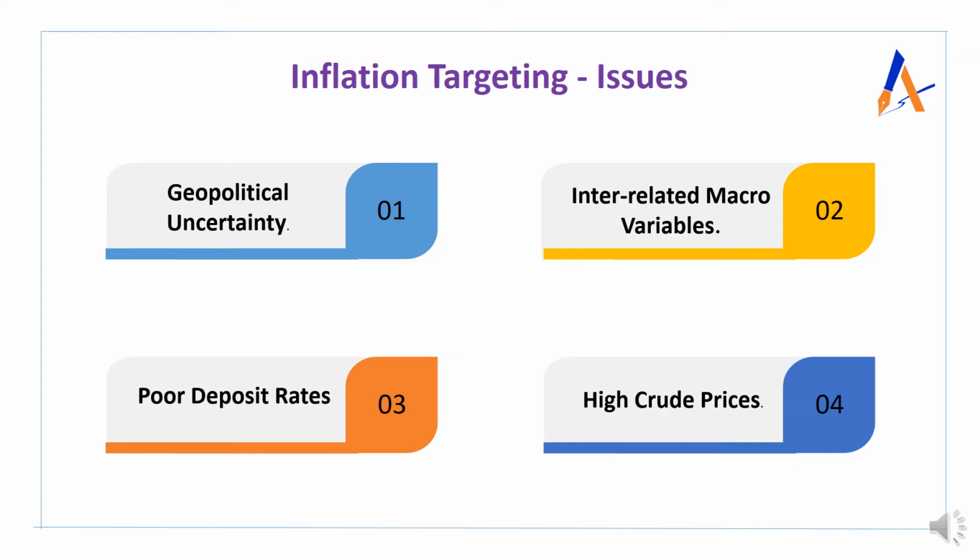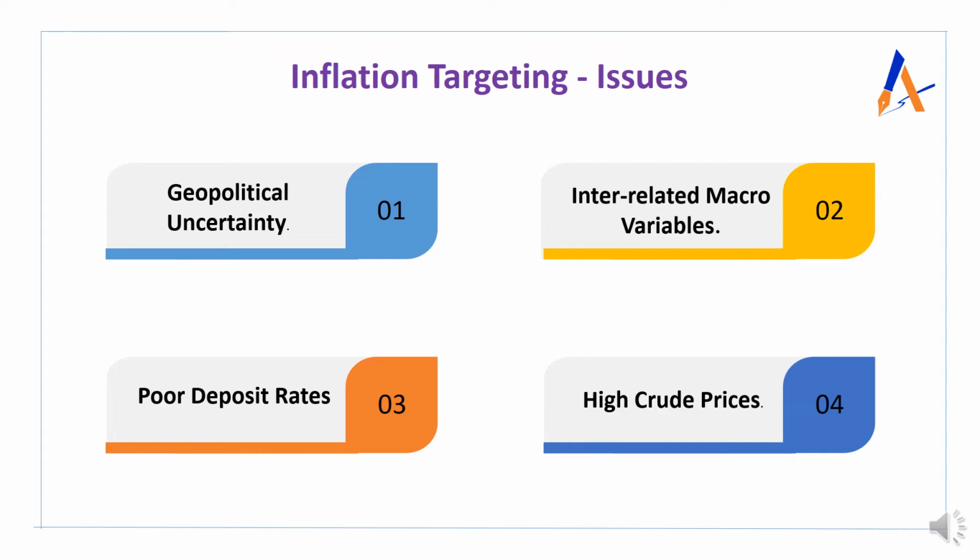Second, macroeconomic variables. All the important macroeconomic variables, be it inflation, GDP, that is growth, employment, jobs, external balance, forex reserves, financial stability, current account deficit, they all are interrelated. RBI or the economy, a country cannot target one without touching the other. So the macroeconomic variables are interrelated. That is the point which we are trying to convey in the second point.